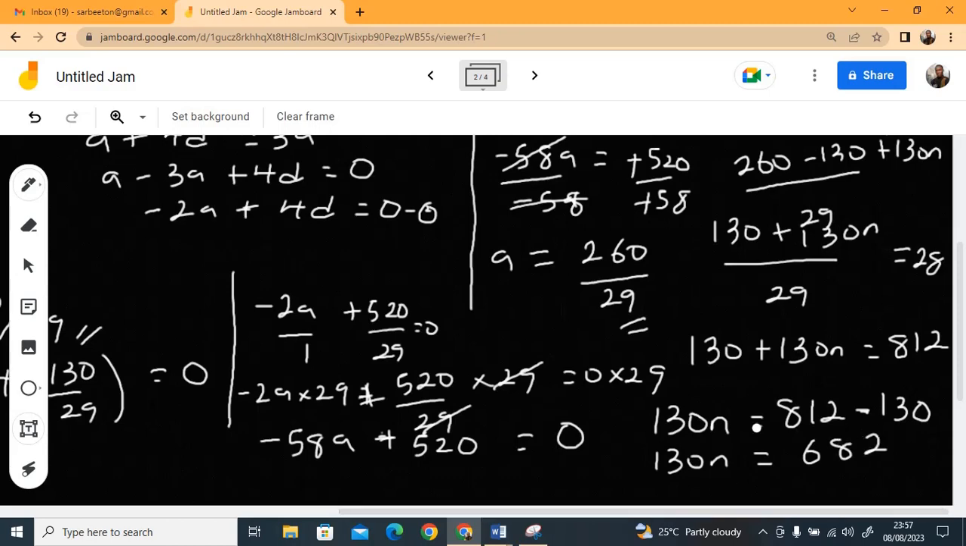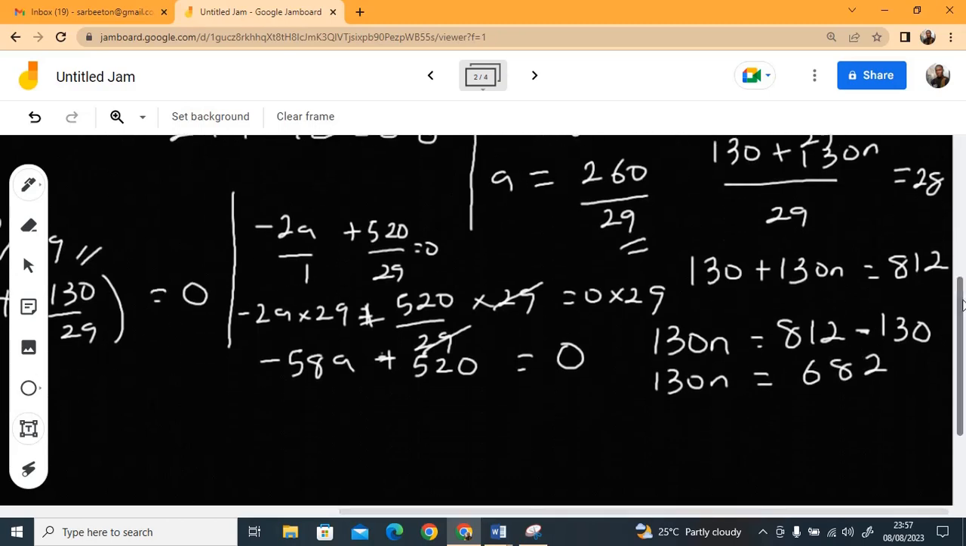So our value for n will now be n equals 682 divided by 130. You can divide both by 2. 682 divided by 2 is 341, over 130 divided by 2, that is 65. So this is our value for n. I guess you understand this.